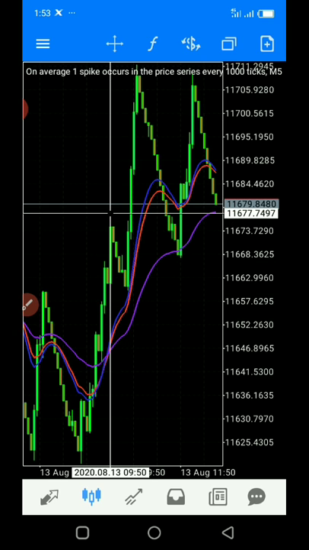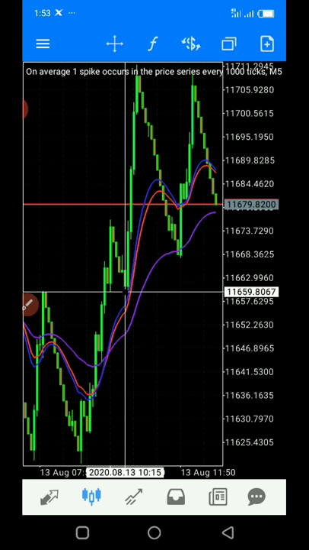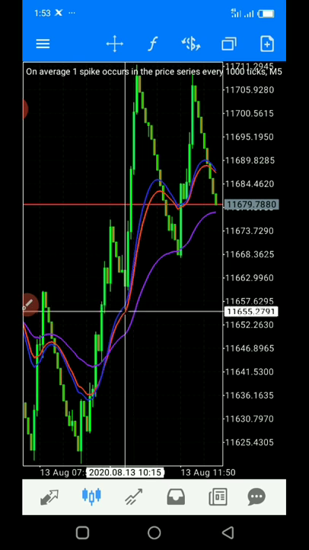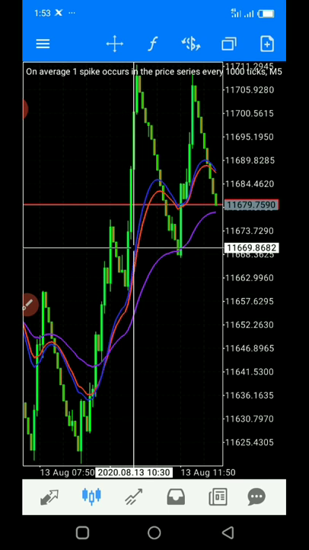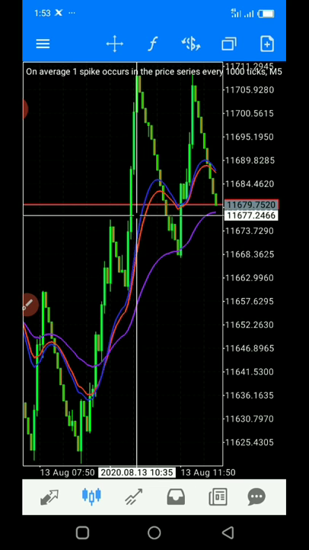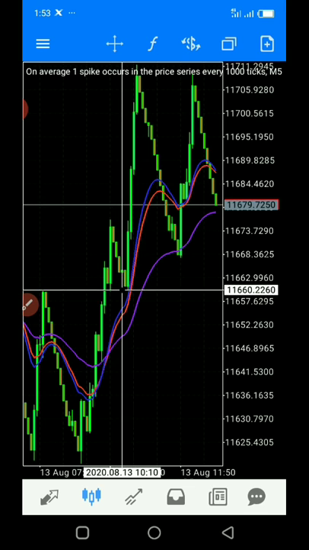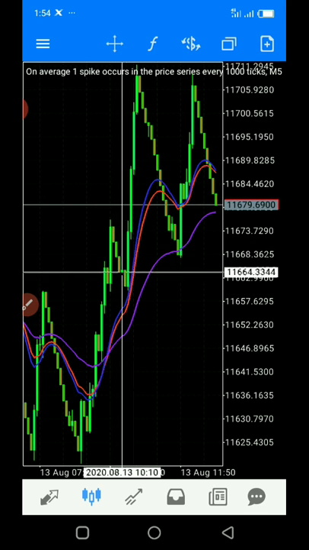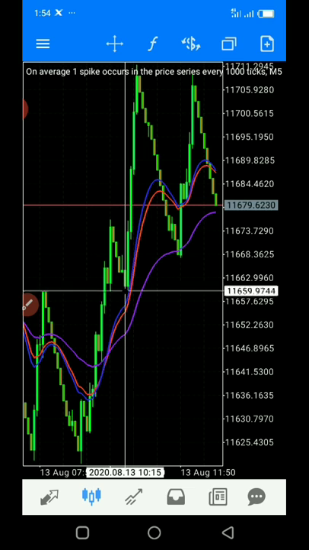So what you do is you wait for a retracement to the blue moving average, because each of the moving averages acts as a support and resistance trend line. So you wait for a retracement back to the moving average. And once the retracement happens, once you see price approaching the blue moving average, we take our buy signal, because it's a buy market.